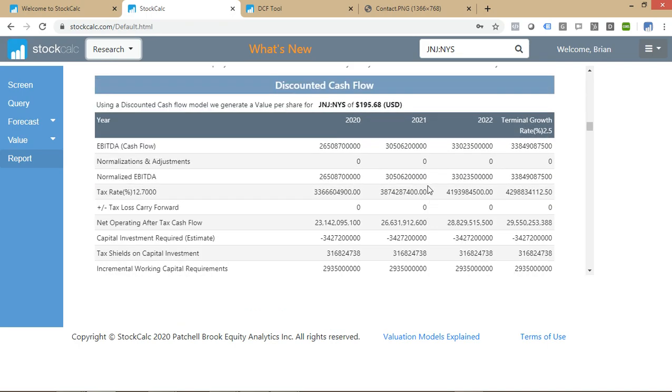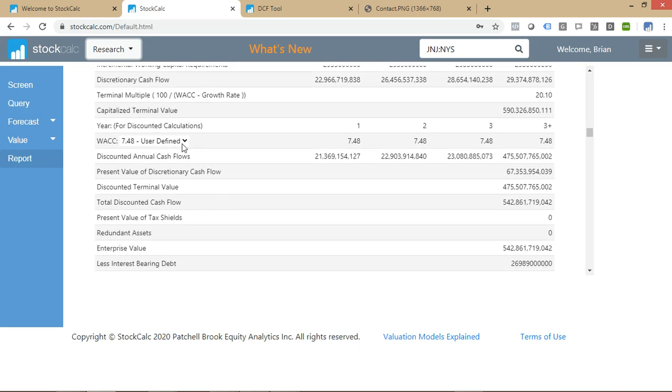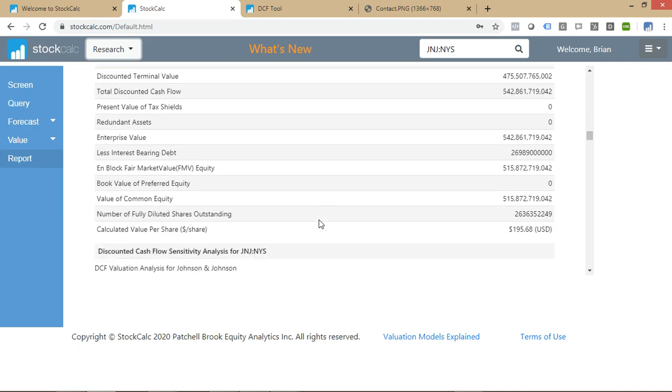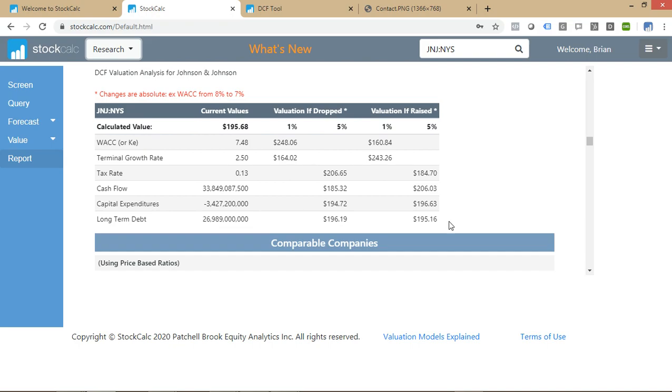Use those income statement forecasts in the discounted cash flow model. You can see all the different components of the DCF model in here, the cash flow that we've used, tax rate, capex, tax shields, weighted average cost of capital to come up with a valuation for the company. We do some sensitivity analysis around a number of the components in the DCF as well.